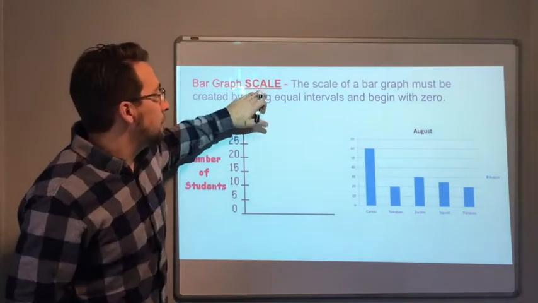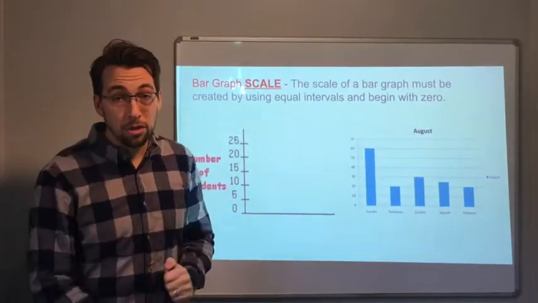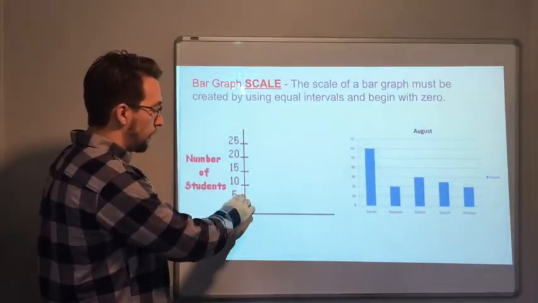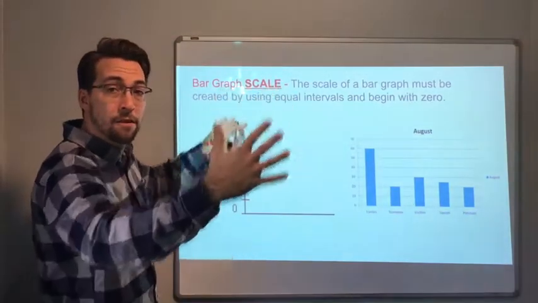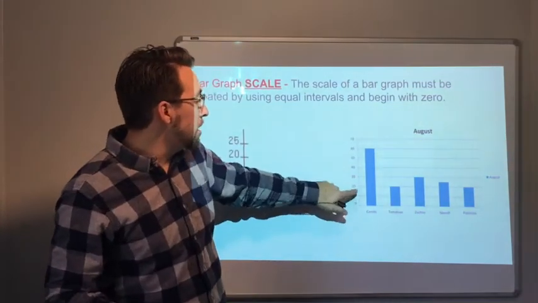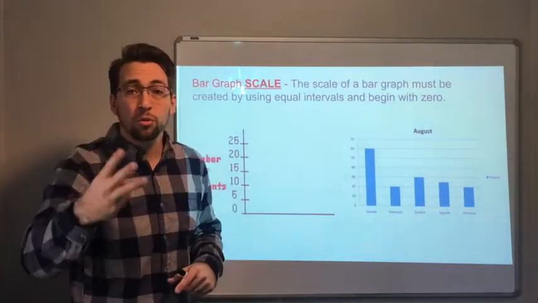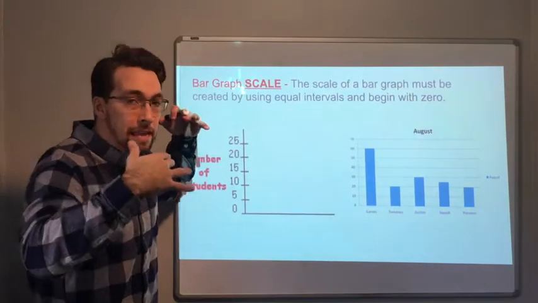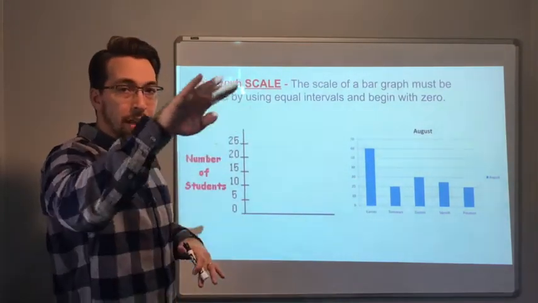Okay, a bar graph scale. The scale of a bar graph must be created by using equal intervals that begin, and you've got to begin with 0. So here, 0, 5, 10, 15, 20, 25. Doesn't matter, all those are equal. 5, right, you count by 5. Here, you count by 10. 0, 10, 20, 30, 40. Doesn't matter if you count by 1 or 2 or 3 or 4. But what matters is that the scale has to be consistent, has to be equal intervals between each line, each hash.